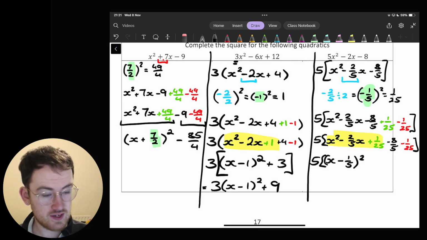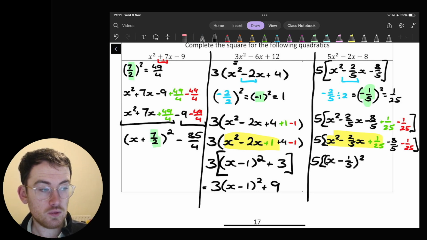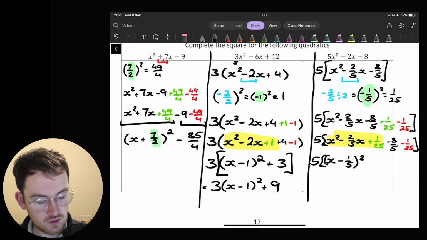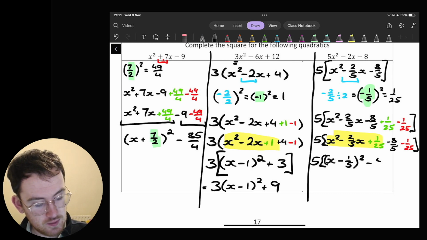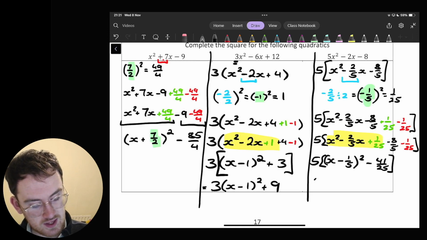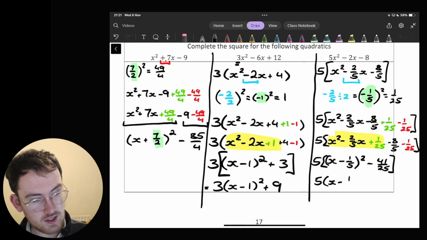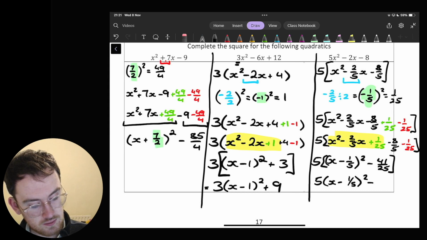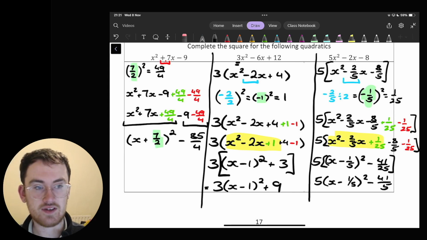Okay, minus 1 over 5 squared, and I can also work out what the minus 8 over 5 minus 1 over 25 is going to give me, and it gives me minus 41 over 25. So then multiplying across by the 5 there, I get 5 x (x minus 1 over 5) all squared minus 41 over 5 as my answer.